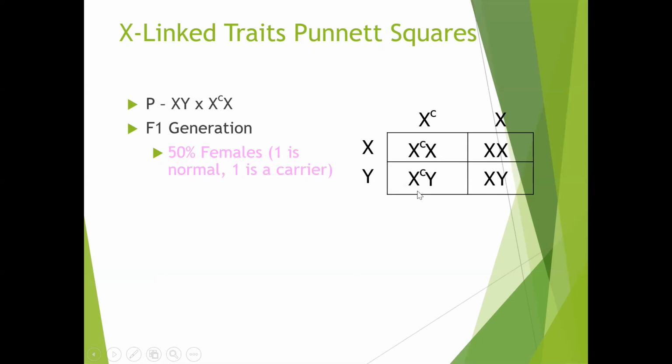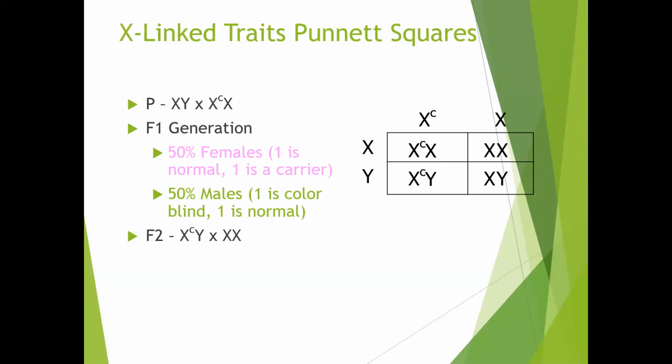Then let's look at the males. So we have our XY and our XY. 50% of the males, in this case, are normal. 50% are going to express the trait of color blindness. Now, why is that? Because they don't have another X chromosome with a functioning gene to help out this dysfunctional gene. And so that's why mostly males are going to express it.